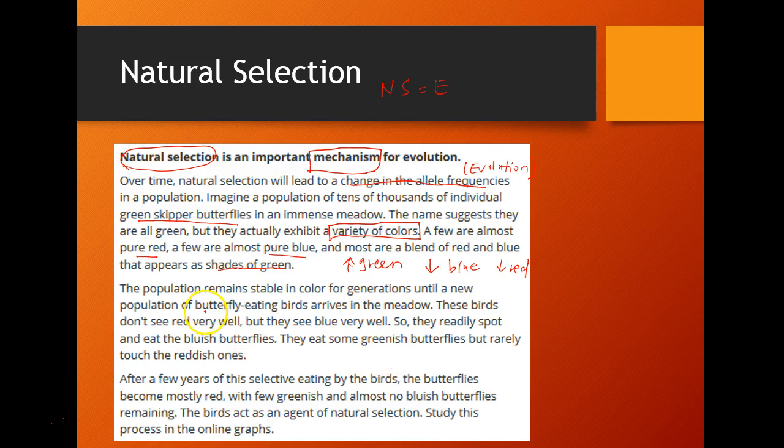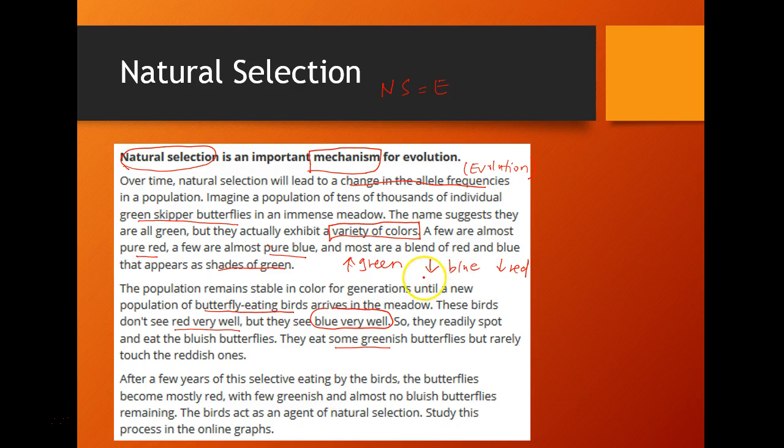However, there's a new population of butterfly-eating birds. And these butterfly-eating birds actually see blue very well, but they don't see red very well. So that obviously means that they're going to be able to see blue butterflies, and they're going to be more likely to eat those blue butterflies. They eat some of the greenish butterflies, but rarely touch the red ones.